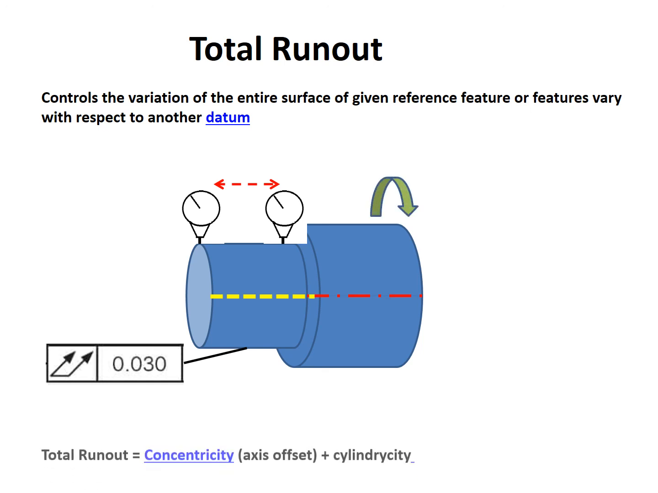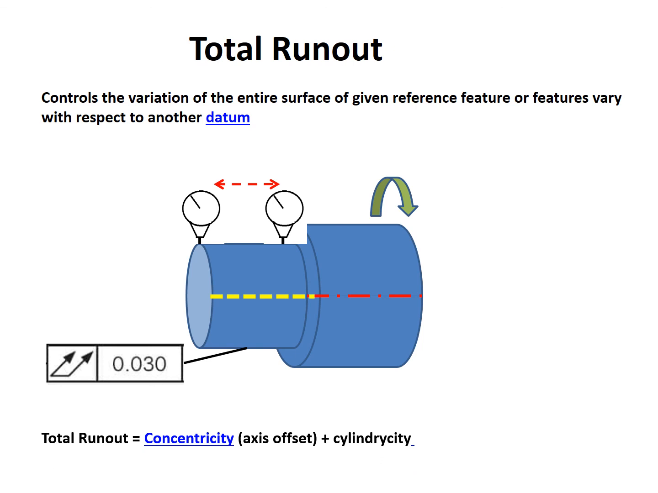Now what is the difference between total runout and runout? For that we can see the equation. The total runout is equal to concentricity plus cylindricity, but runout is concentricity plus circularity. This is the difference between total runout and runout. In cylindricity we are considering the deflection along the axis.